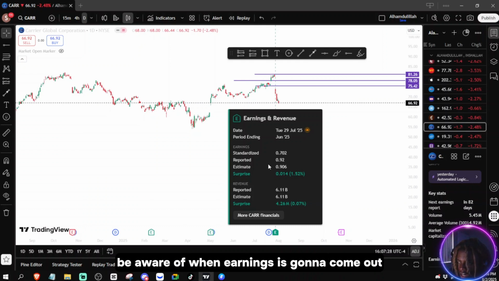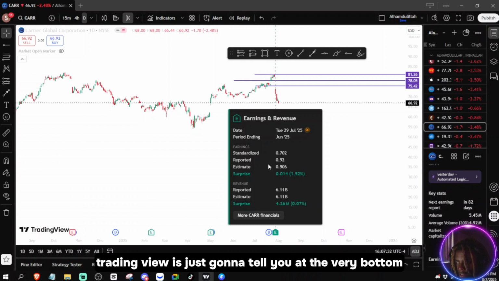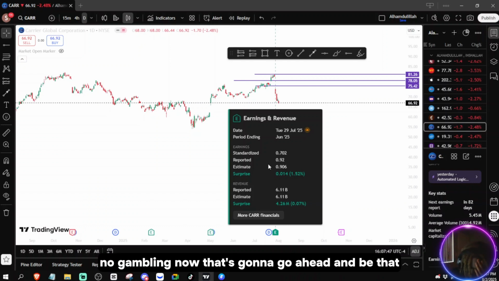Also, be aware of when earnings is going to come out for a company. TradingView is just going to tell you at the very bottom, which is very, very useful. Okay. So regardless of what the earnings report is, the stock can still dump or go up. Doesn't matter. Don't make mistakes. Don't be greedy. Don't gamble. No gambling. Now, that's going to go ahead and be that.